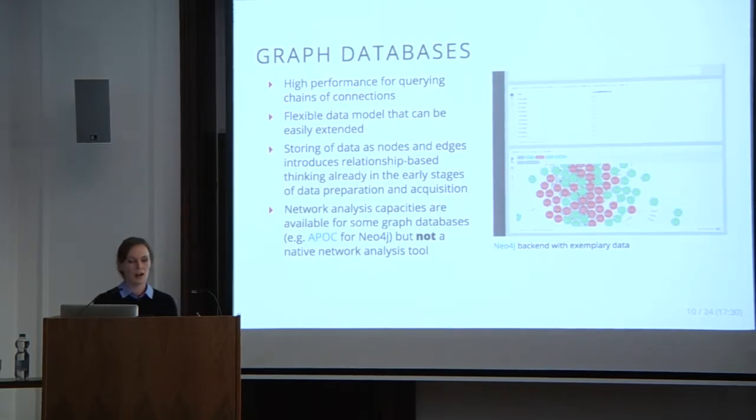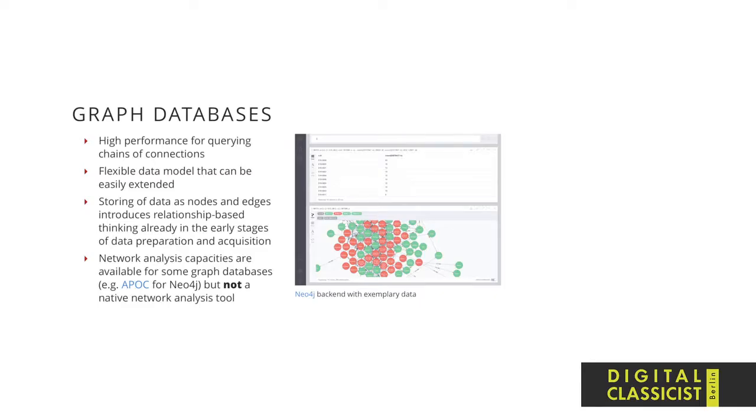Another advantage of graph databases, in opposition to, for example, relational databases, is that querying chains of connections can be very costly in relational databases, and graph databases are built for this kind of use and therefore have a high performance in this area. The data model is very flexible, can always be extended, which is also very good for research projects because you never know where it might take you. And especially for network analysis, this kind of storing data as nodes and edges introduces relationship-based thinking and the idea of relations very early in the project. So already when you're preparing your data or collecting your data, you already have to think about how it's connected and how it's in relation to other data. And that can lead to very interesting new insights or new ideas about your data.